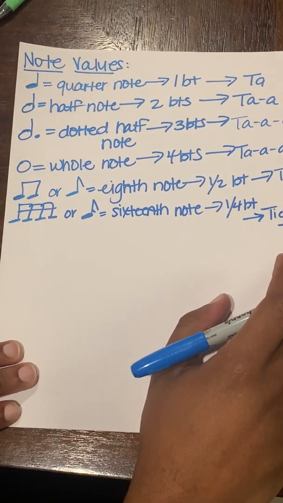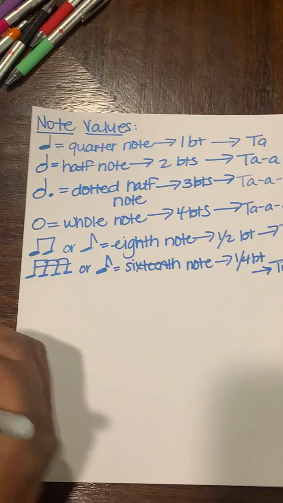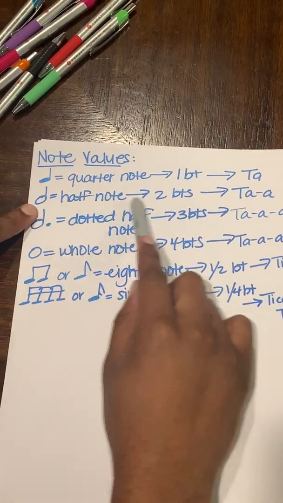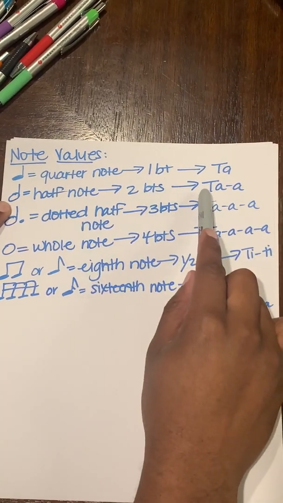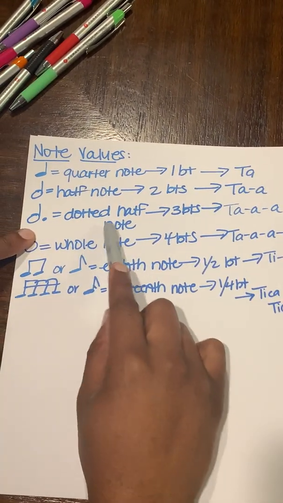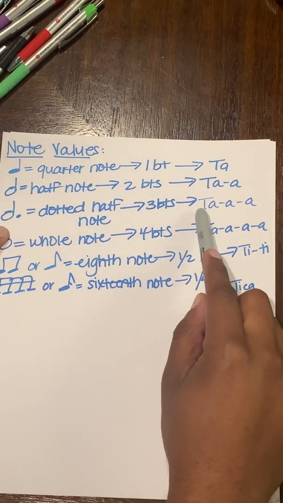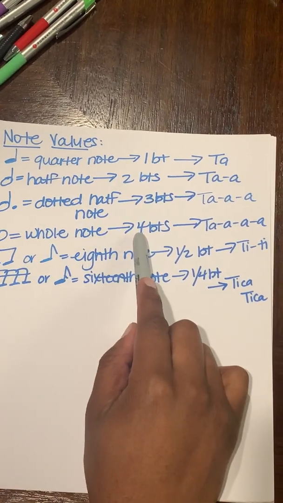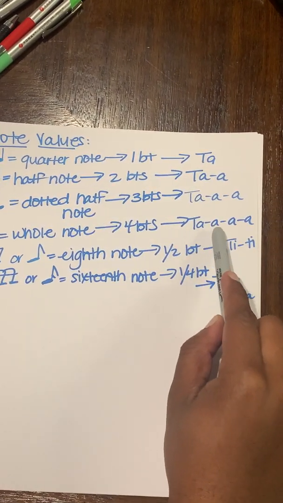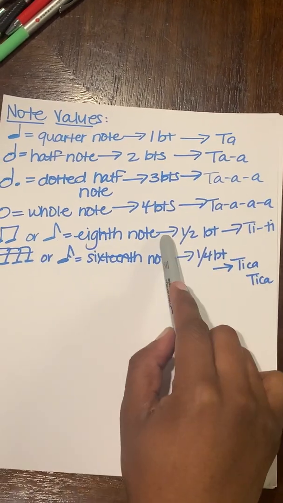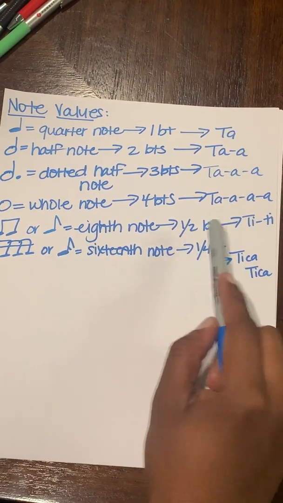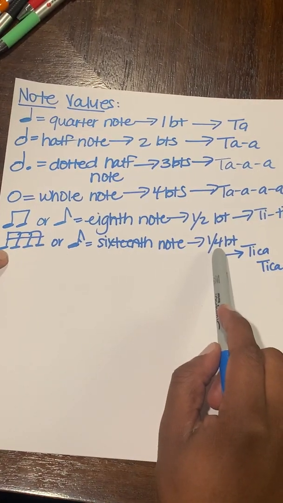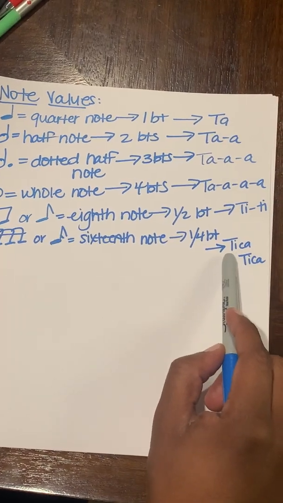Okay, so a quick review. The quarter note receives 1 beat, counted aloud as ta. The half note receives 2 beats, counted aloud as ta. The dotted half note receives 3 beats. You count it aloud as ta. The whole note receives 4 beats, counted aloud as ta. The 8th note receives half a beat, and you count it aloud as TT. The 16th note receives 1/4 of a beat, counted aloud as ticka ticka.